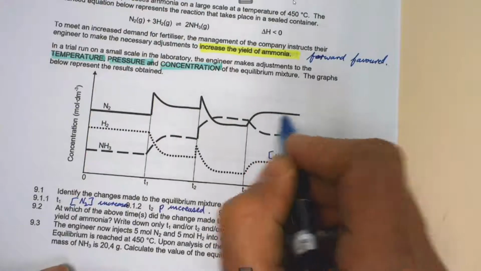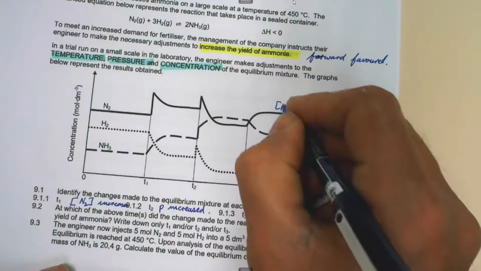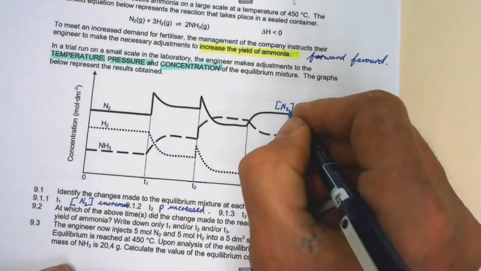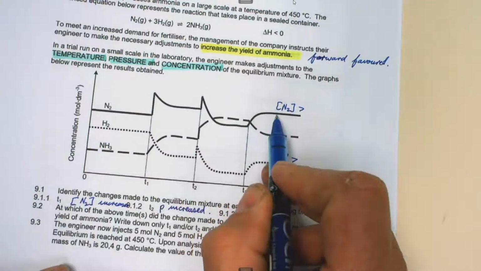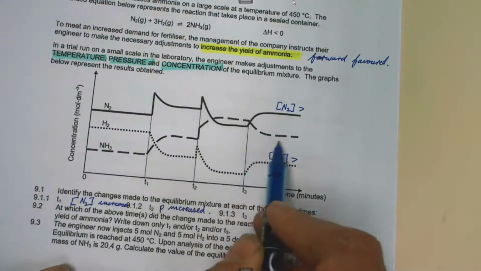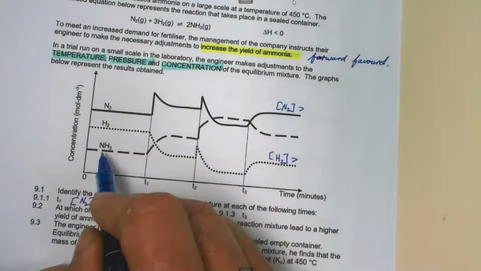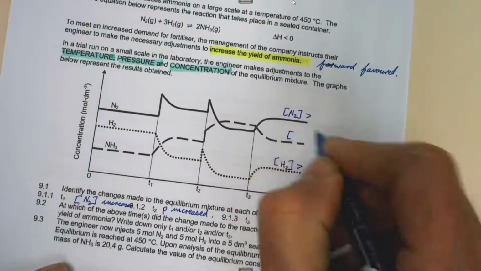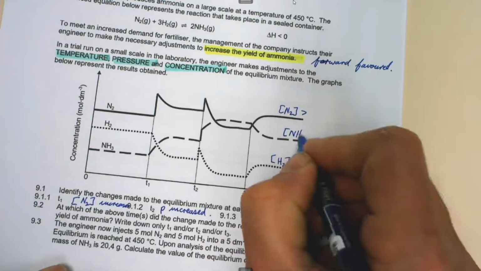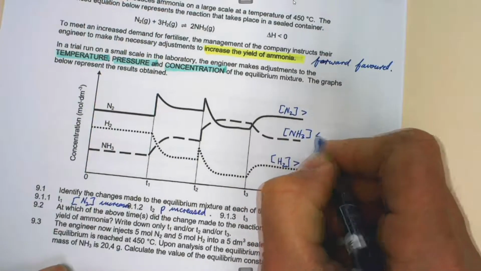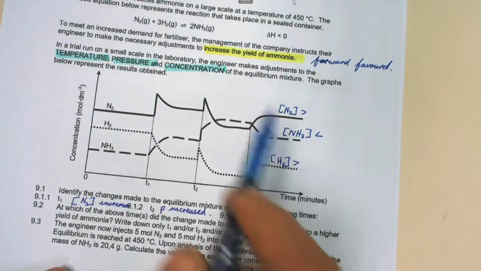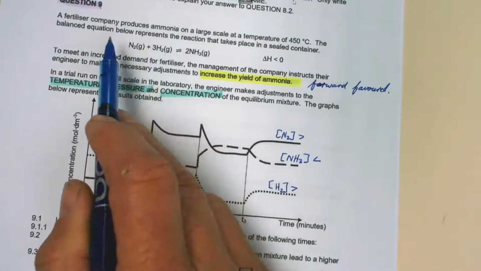That one there is the N2, so the concentration of the N2 increased. You can see it goes up. And this striped line is the concentration of the NH3. So the concentration of the NH3 decreased. So clearly the reverse reaction was favored.